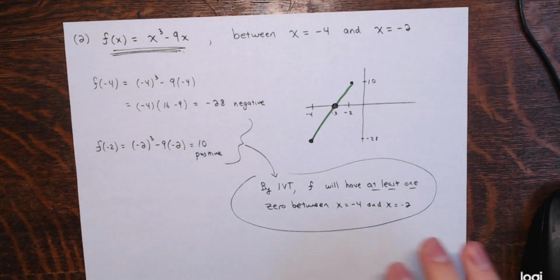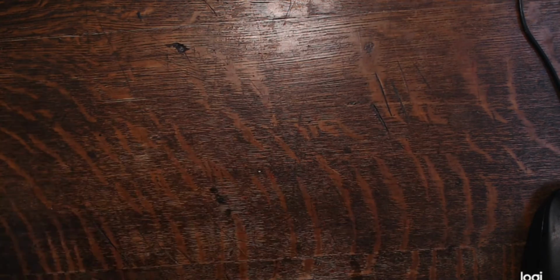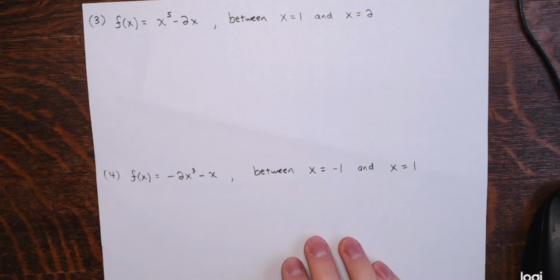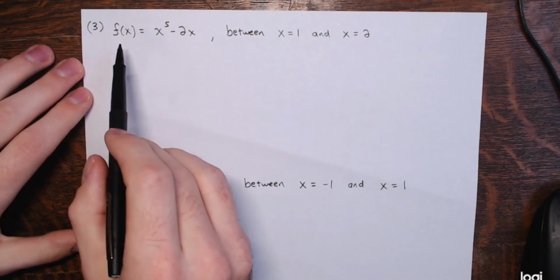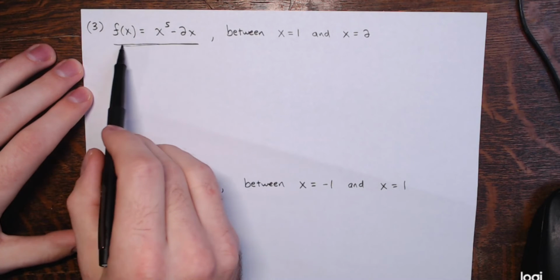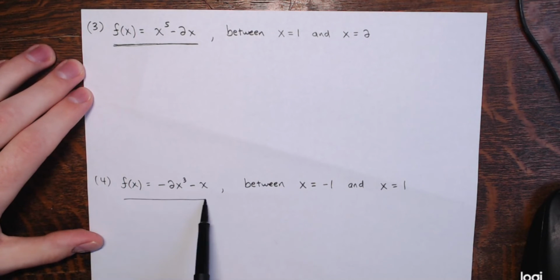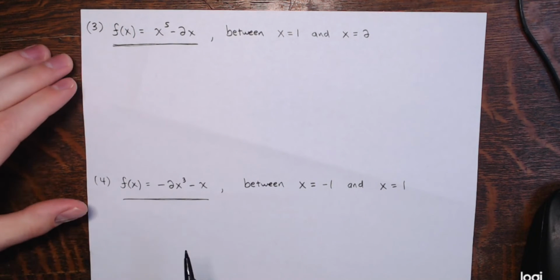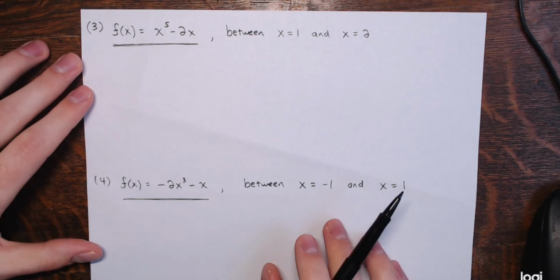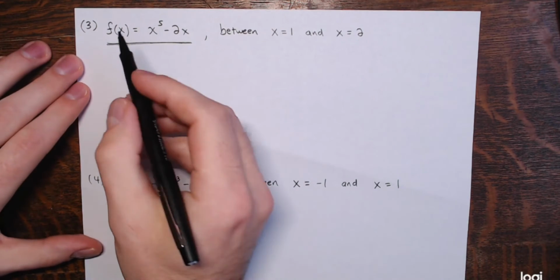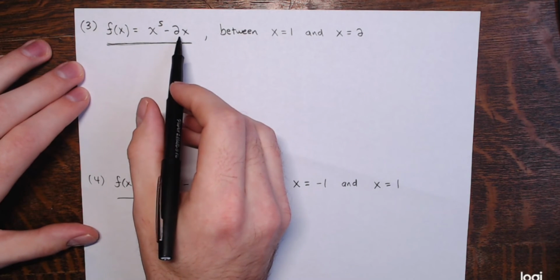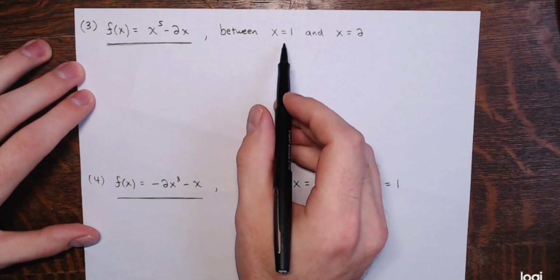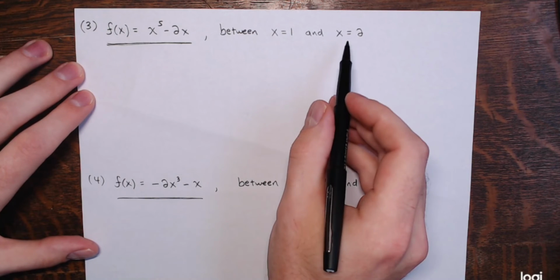Okay, and then I just got one more page here. Just a couple more examples. The same stuff, same instructions. Use the intermediate value theorem, and again, that only applies to continuous functions, which, these are polynomial functions, so they're continuous everywhere. All right, so example 3, we're given this degree 5 polynomial function. We're asked to show that there's an x-intercept between x equals 1 and 2.